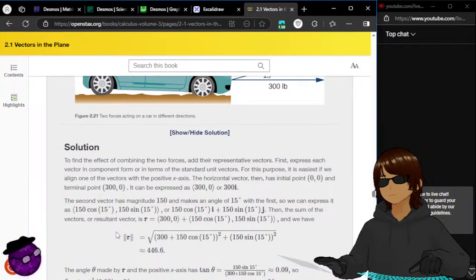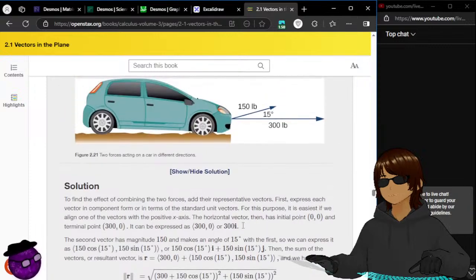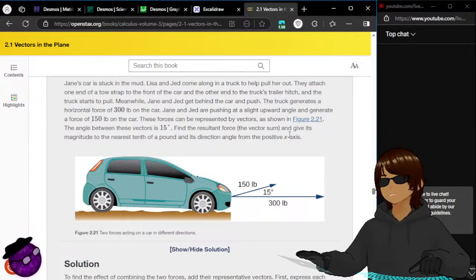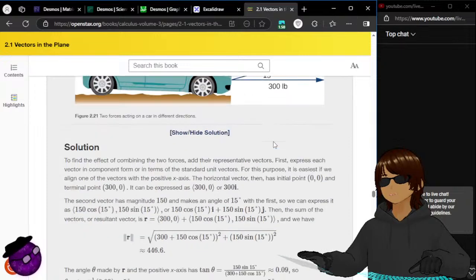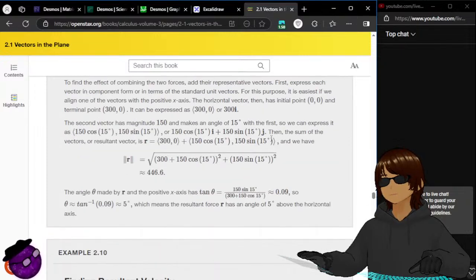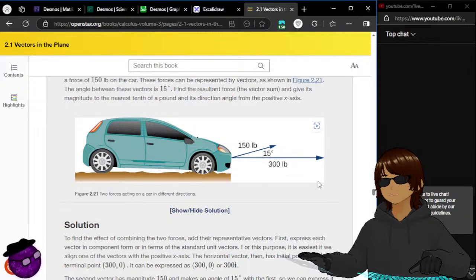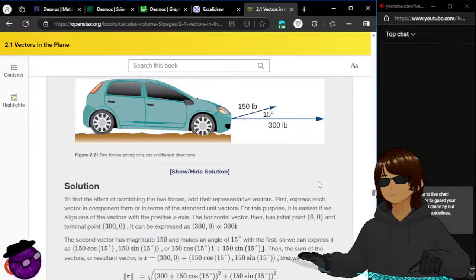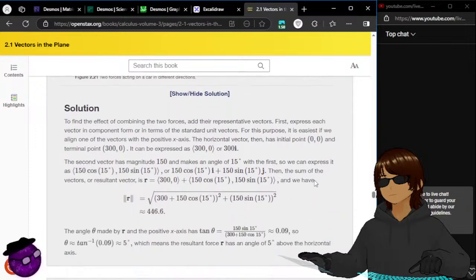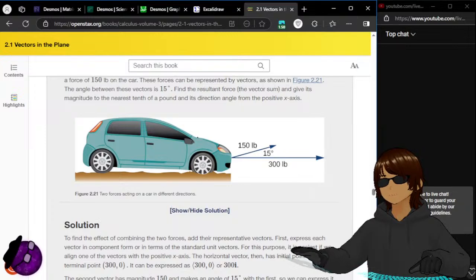150 cos 15. Find the resultant force, the vector sum, and give its magnitude to the nearest tenth of a pound and its direction angle from the positive x-axis. Oh, wait a minute. I think I found the resultant force just in the positive x direction. So wait.